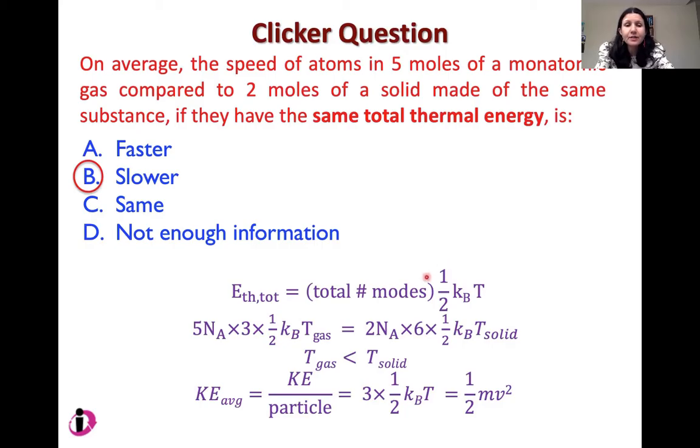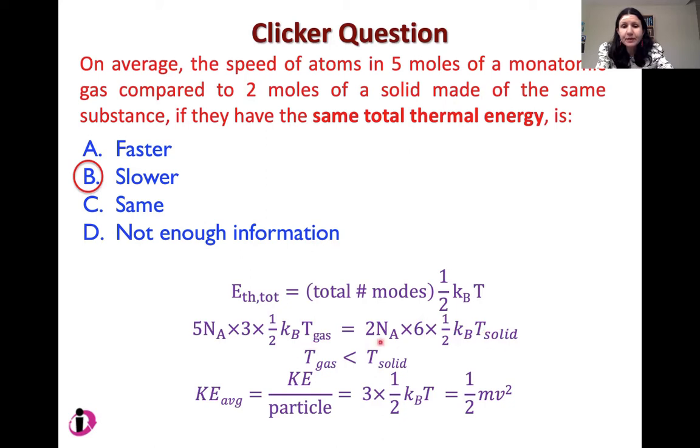Okay, so first let's set the thermal energies equal to each other and make sure we count correctly the total number of modes. So 5 moles monatomic gas, here's a 5 N_A. Monatomic gas means 3 modes per particle. Then this 1/2 k_B T of gas. Now we're comparing this, so same amount of energy, to 2 moles of a solid. The 6 is for the modes per particle in a solid, times 1/2 k_B T of solid.